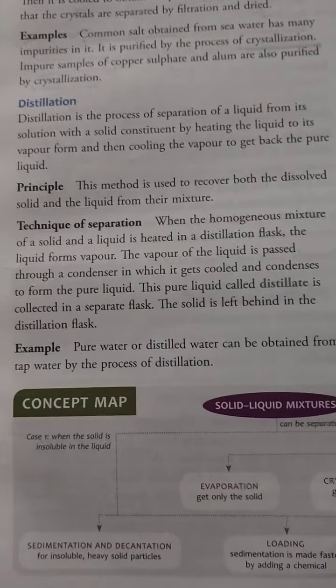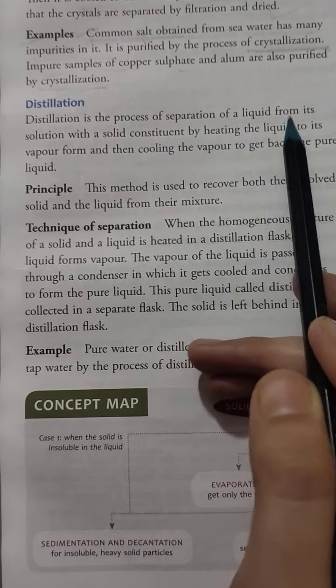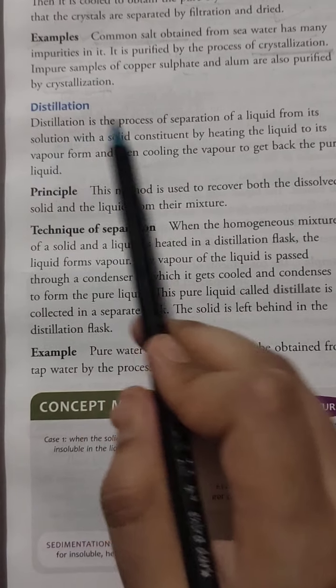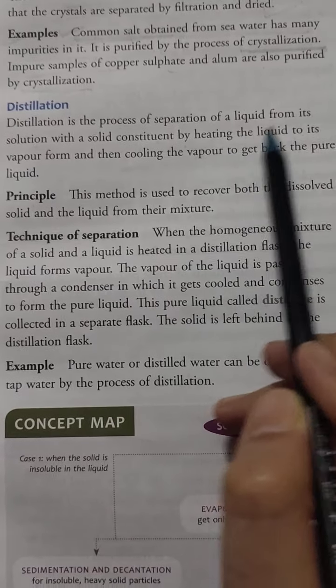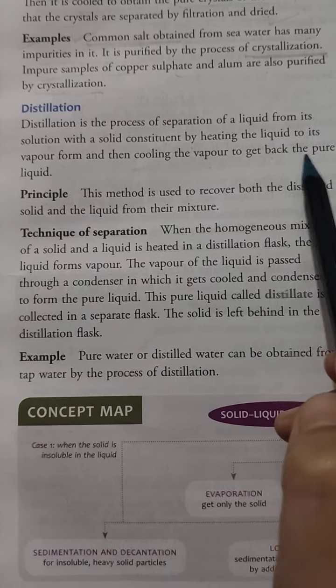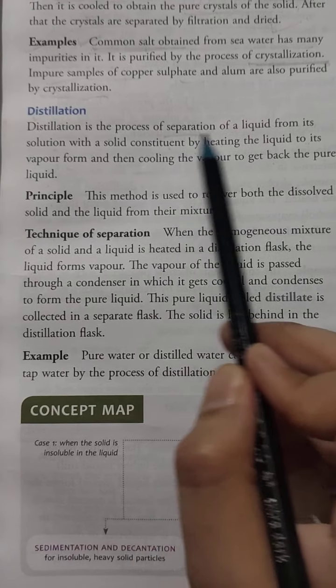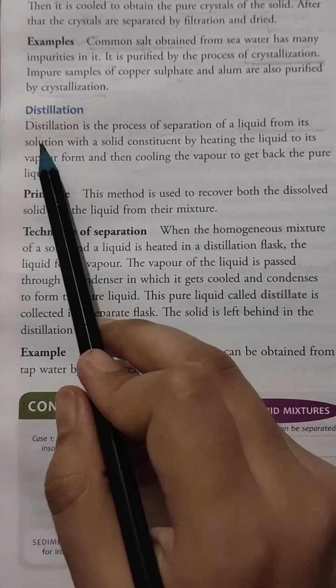The next process is distillation. Distillation is the process of separation of a liquid from its solution with a solid constituent by heating the liquid to its vapor form and then cooling the vapor to get back the pure liquid. What is distillation? It is the process of separation of a liquid from its solution.